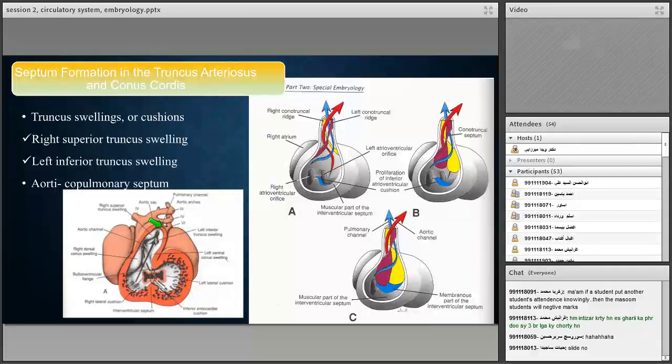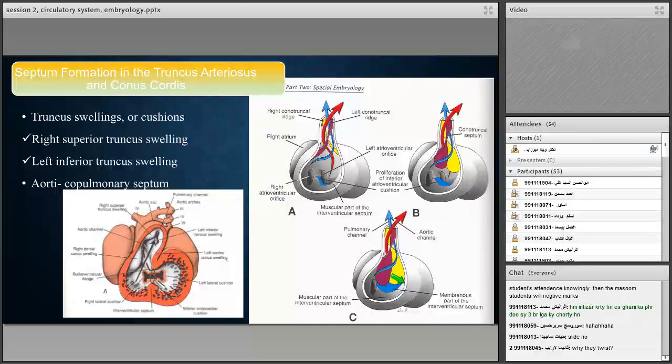And also, these two swellings are twisting. Look at these pictures, A, B, and C. They are twisting around each other and forming a spiral septum. And they are fusing to each other, like part B. The purple and the yellow colors are twisting around each other and fusing.